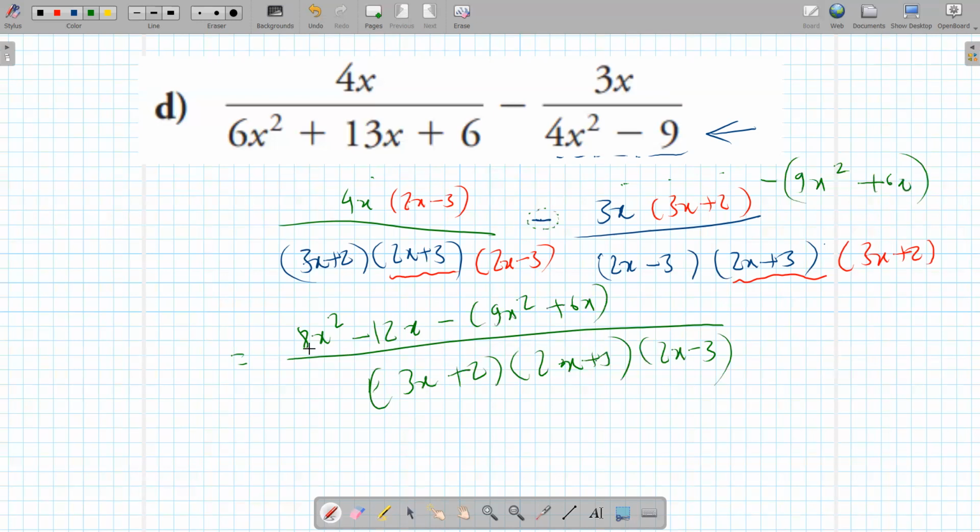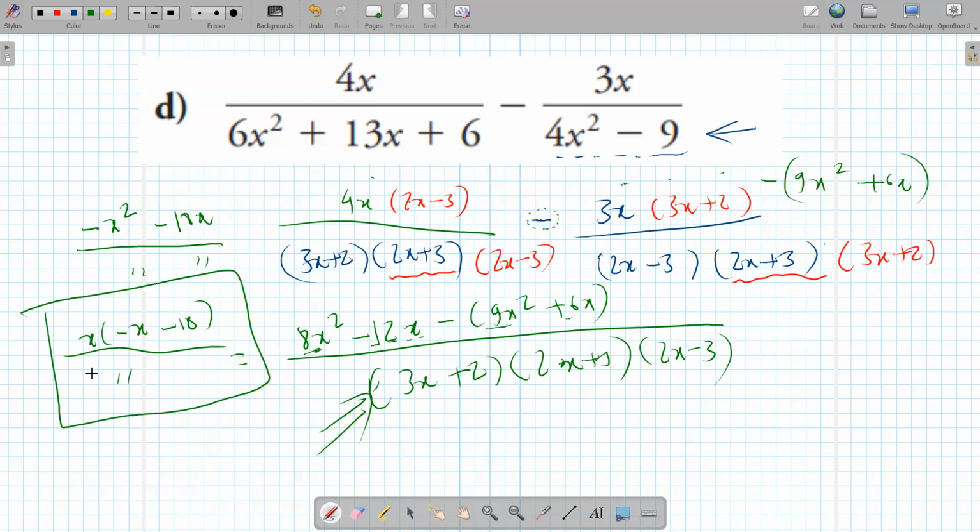Now we have 8x squared minus 9x squared. That's just going to be negative x squared. We have negative 12x minus positive 6x. That's going to be negative 18x all over this denominator. And you can pull out an x on the top and you'll be left with negative x minus 18, all over all three of these. And that's going to be the final answer.